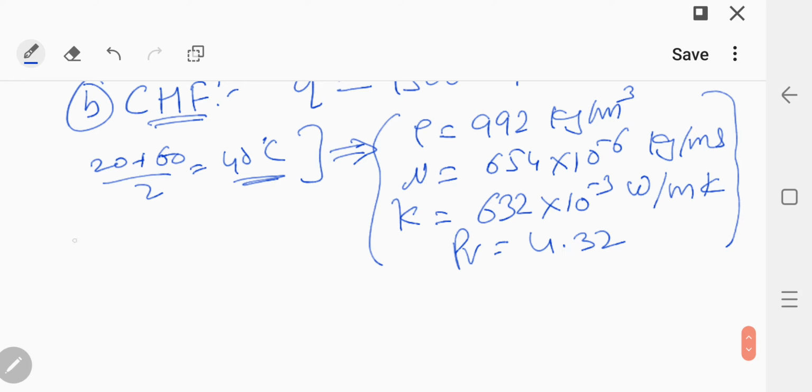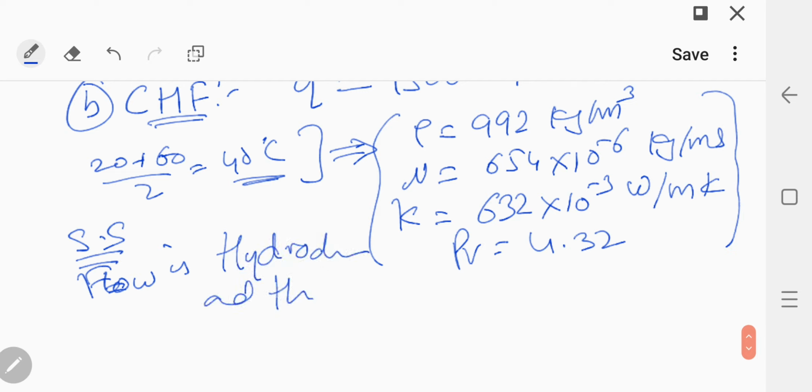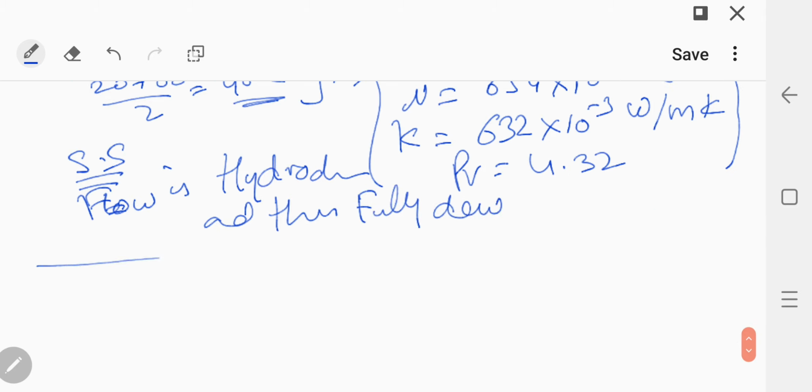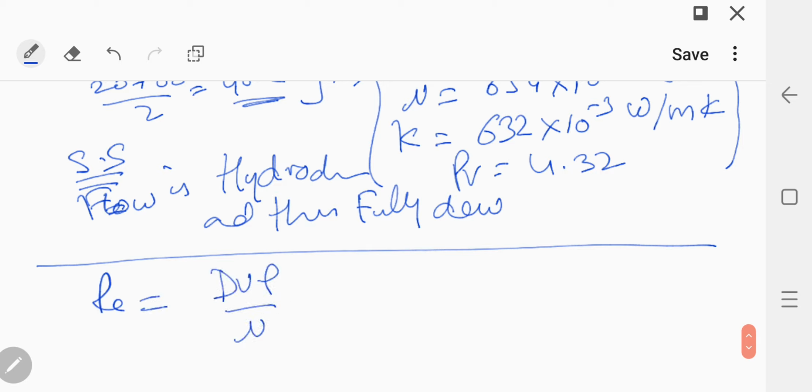Now there are certain assumptions. We assume that this system is under steady state condition and the flow is hydrodynamically developed and thermally fully developed. Clear? Now let's first calculate the Reynolds number, that is D v rho by mu. We know the diameter, the velocity, and the property values of the fluid. So this comes out to be roughly 758. So that means yes, the flow is laminar. Done.